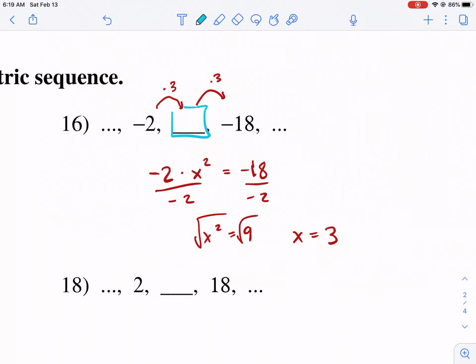So here's our missing value. Negative 2 times 3 is going to give us negative 6, and negative 6 times 3 is in fact negative 18. Now, your teacher may tell you about the geometric mean, and the formula for determining geometric mean, and that's what I'm going to talk about real quickly here.